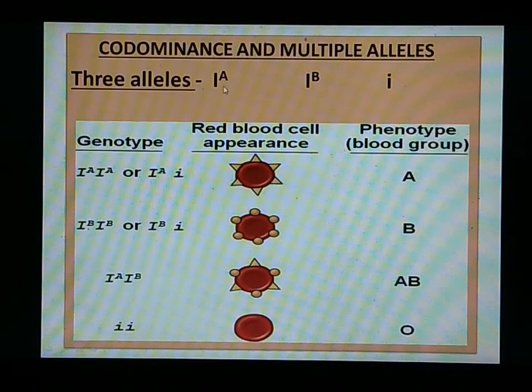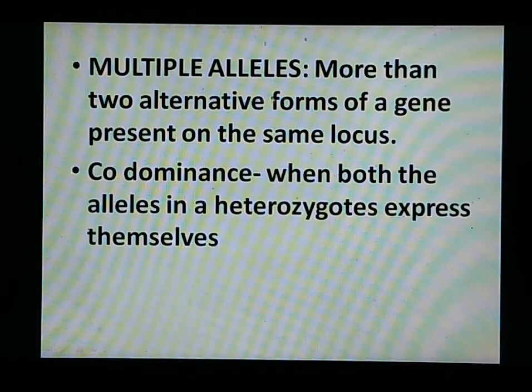So the alleles in the population, not in an individual, because in an individual there cannot be 3 alleles, there can be any 2 alleles, an allelic combination. But in the population, if we want to study, these alleles are more than 2. Therefore it is also called multiple alleles. So it is more than 2 alternative forms of a gene present on the same locus. Okay. So what do we mean by codominance then?